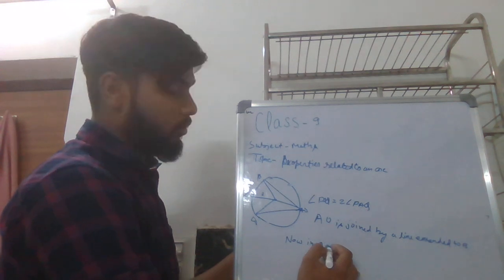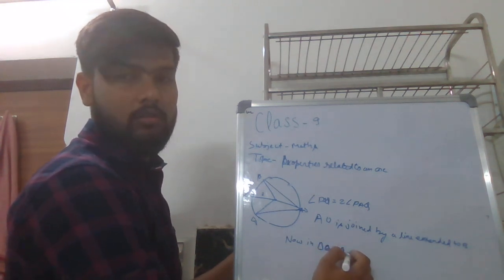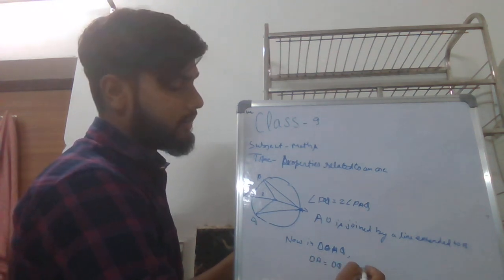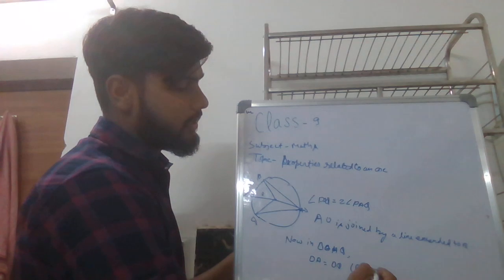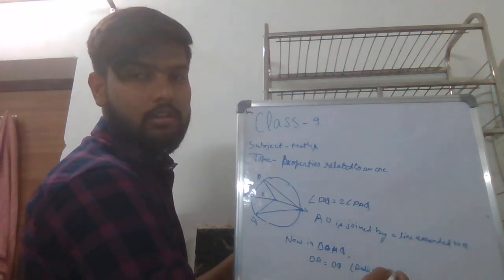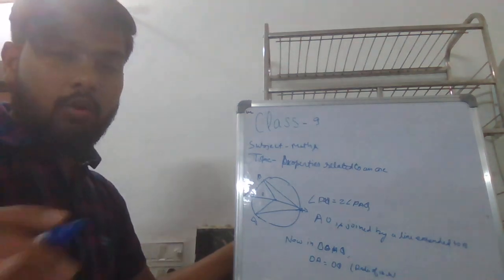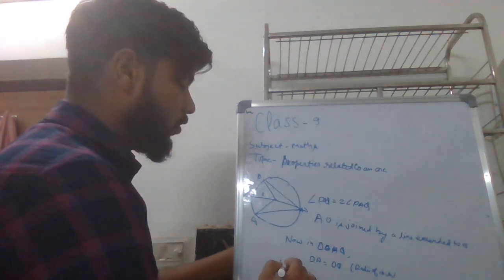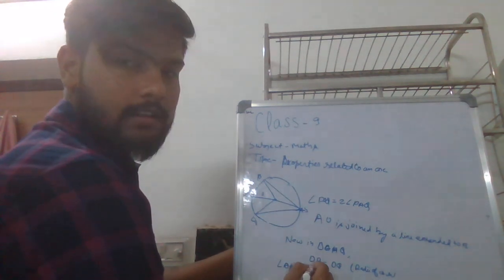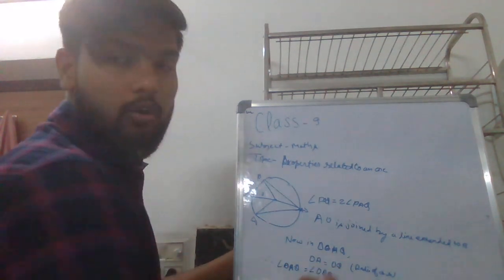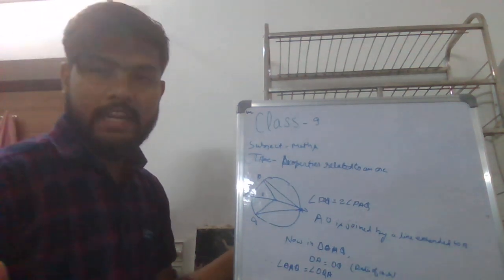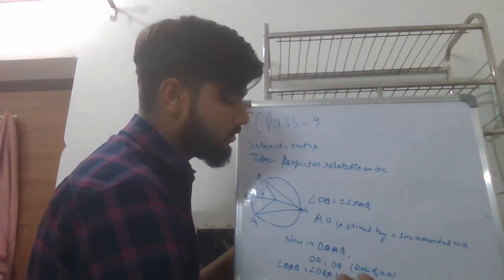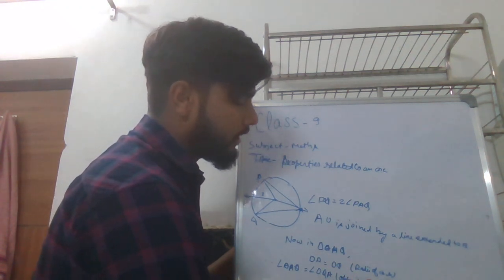OAQ. OA is equal to OQ. So we can see that OA is equal to OQ, as they are radii of the circle. Therefore, in triangle OAQ, angle OAQ is equal to angle OQA. Okay, so here we can see that angles opposite to equal sides are equal.